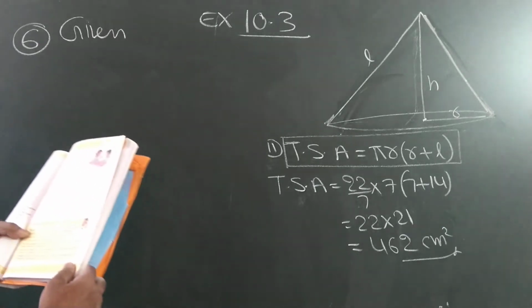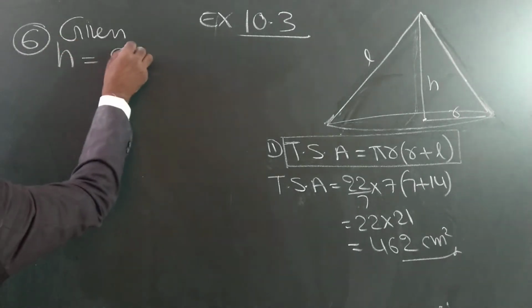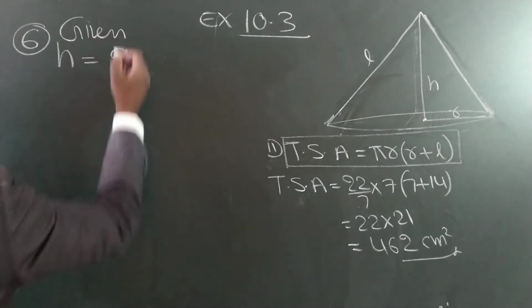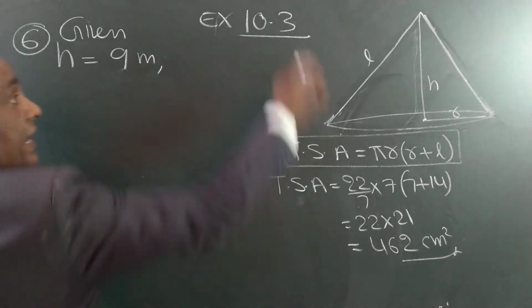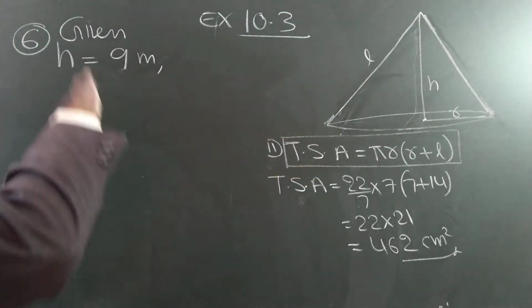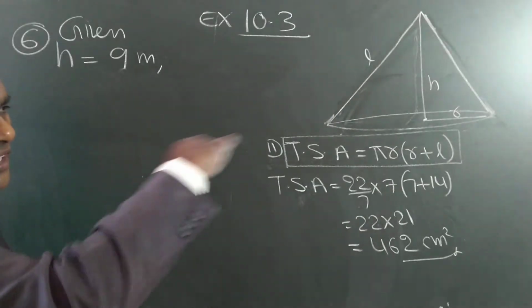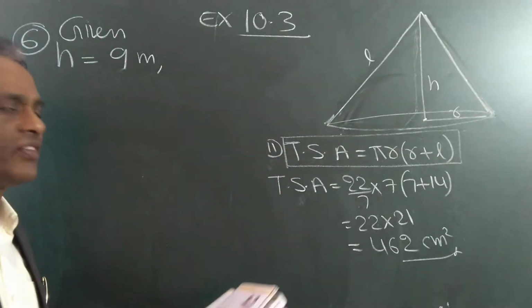So, given is the height of the tent. The tent is in the form of a cone. The height of the tent is 9 meters. Tent is like that, conical shape. Generally, a big tent will be like that only. We have two types of tents. One is a rectangular tent, one is a conical tent. So the problem here is a conical tent.